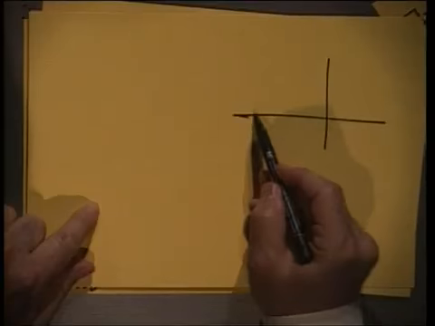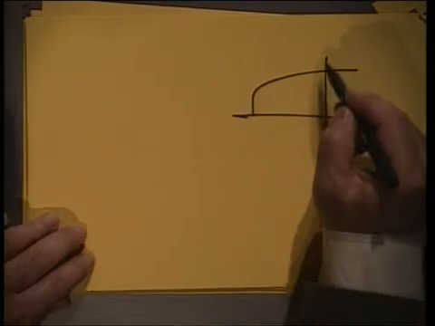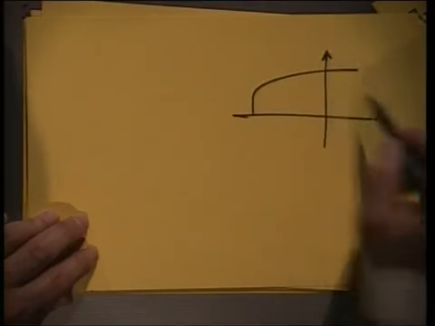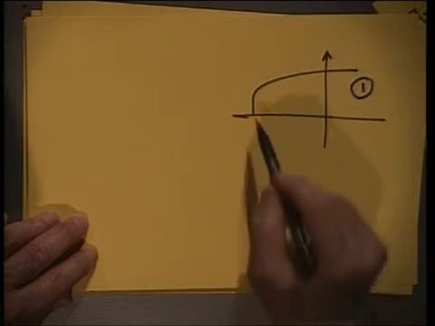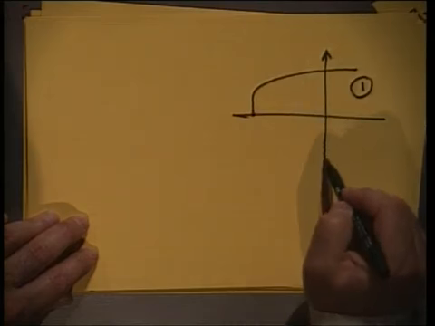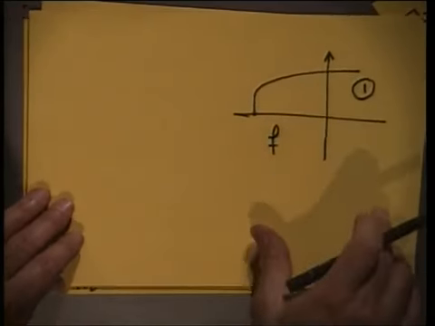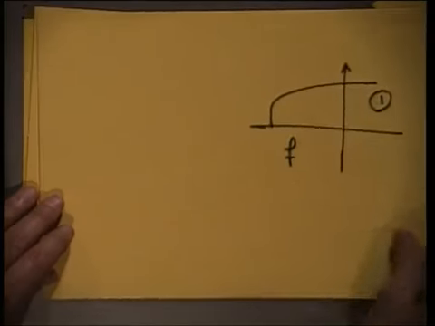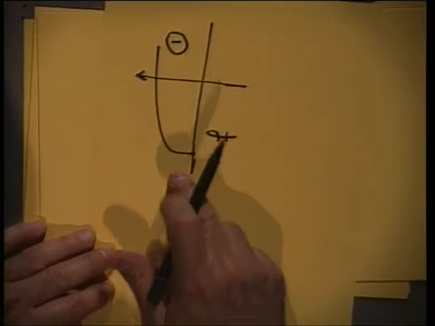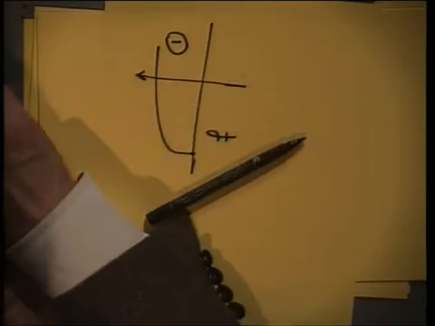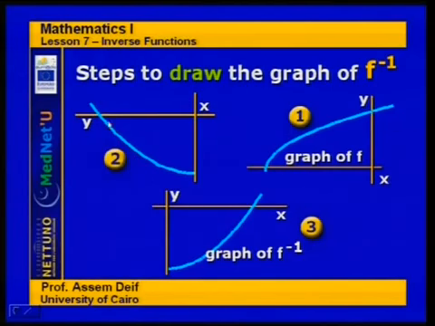Now, this is the algebraic way of doing it, but there is an easy way. Suppose this is the function whose inverse you want to find. We call this step 1: first you draw the graph of f, and then on the same paper you turn it 90 degrees like this. When you turn it, you get this graph. This is step number 2.